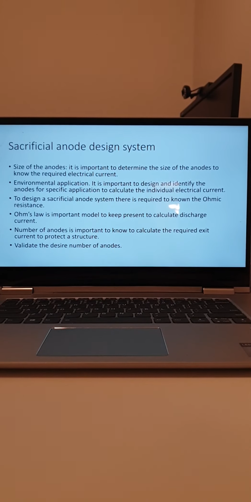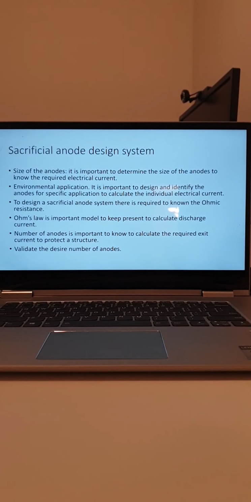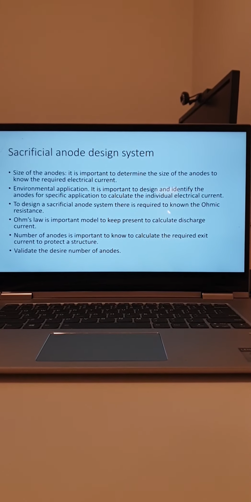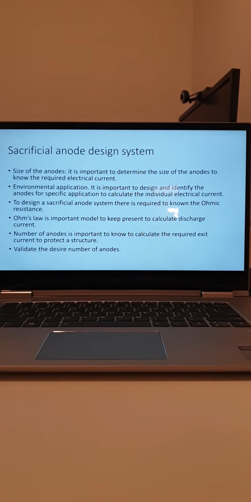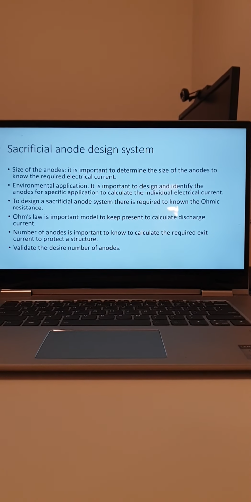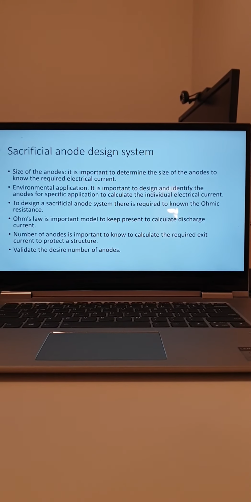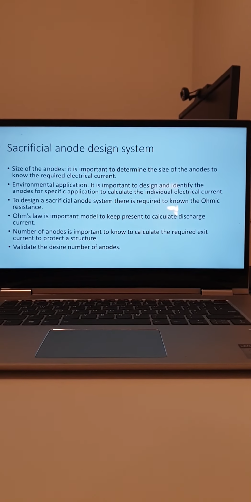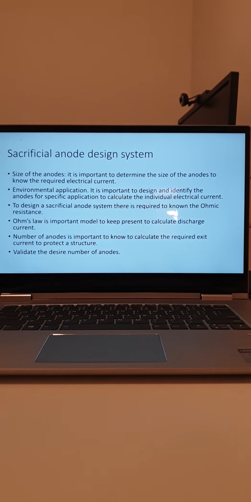It's not the same to design a sacrificial anode system for the Persian Gulf as for the Gulf of Mexico, or the North Sea, or for the ground. Depending on the electrolyte it is completely different because resistivity changes. So it's important. A sacrificial anode system requires us to know the ohmic resistance. To calculate the ohmic resistance, we need to apply Ohm's law to calculate the discharge current.